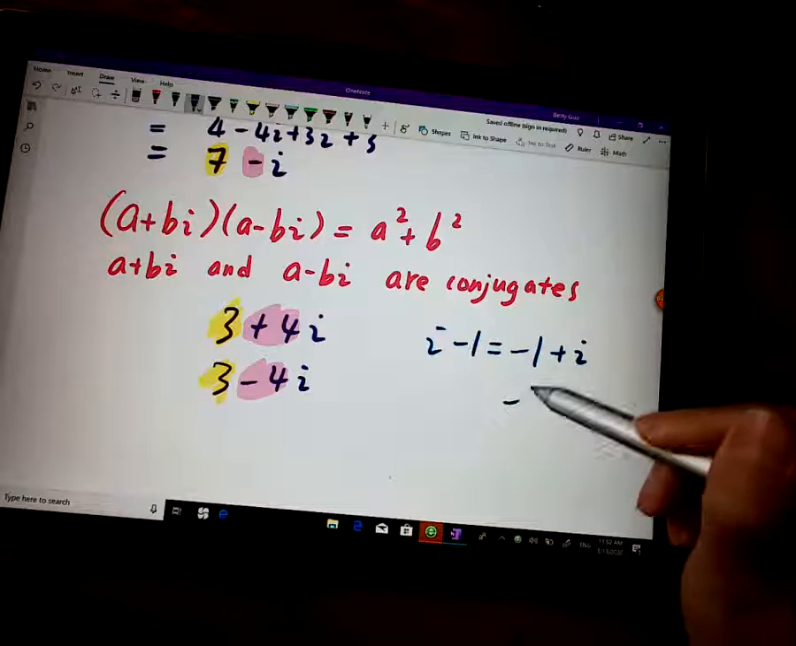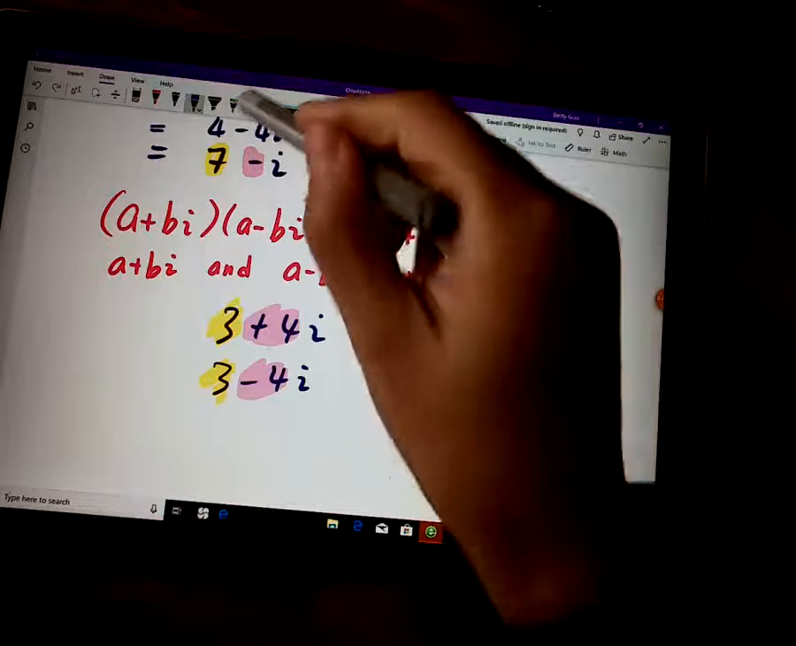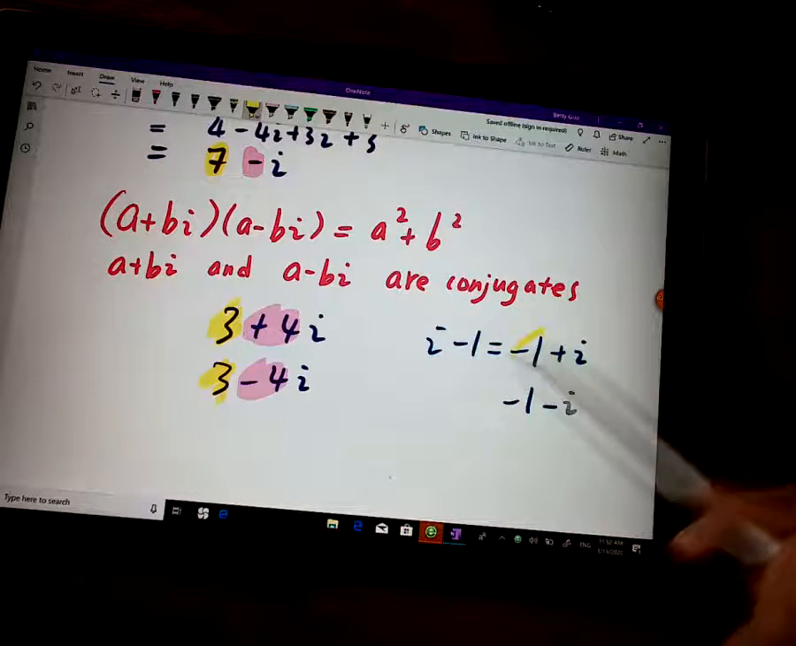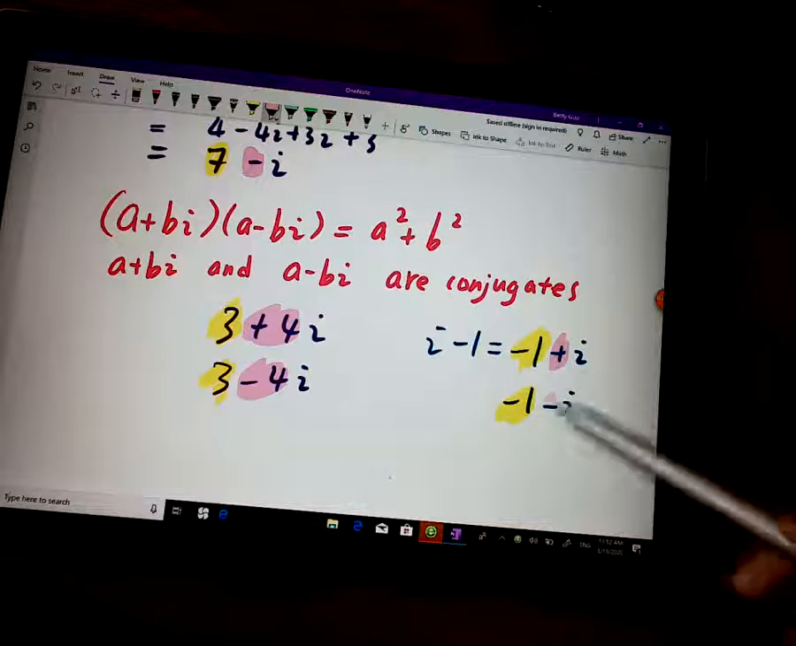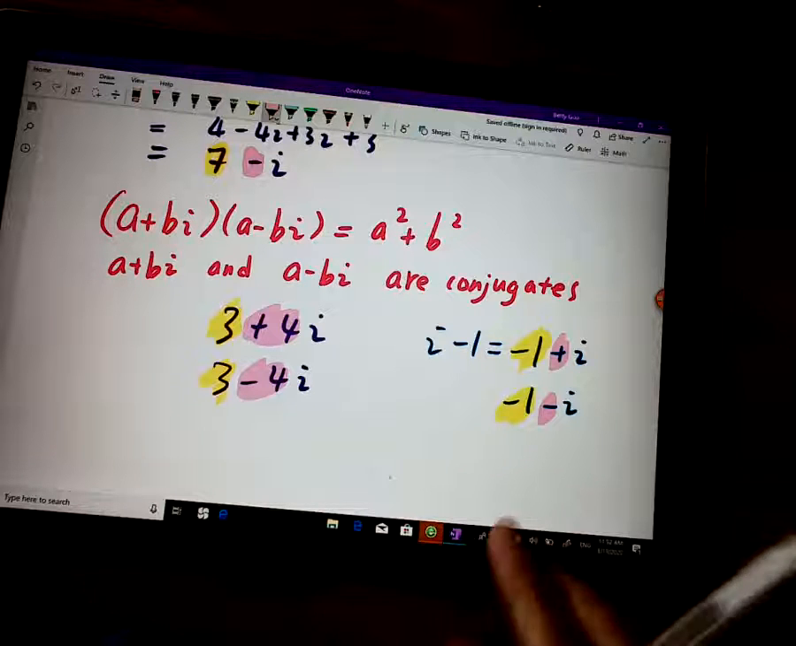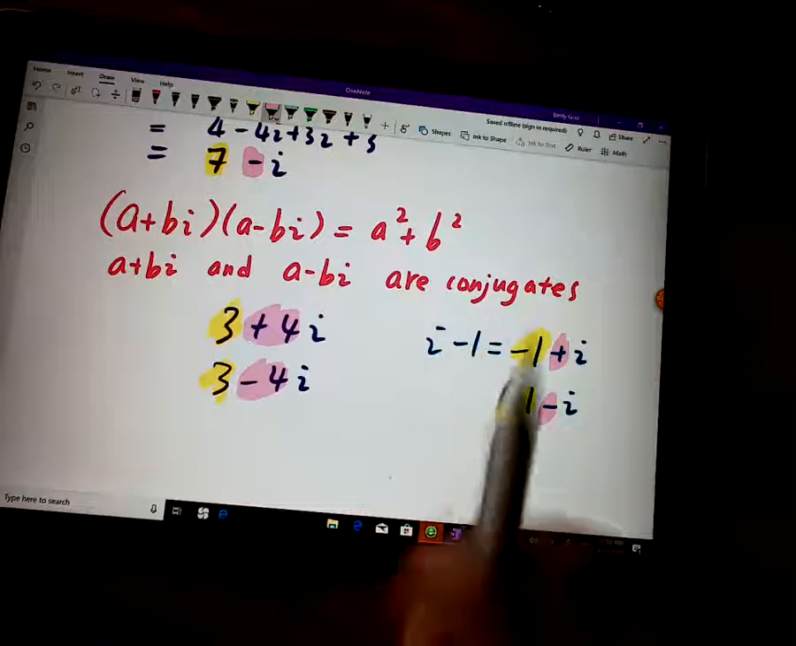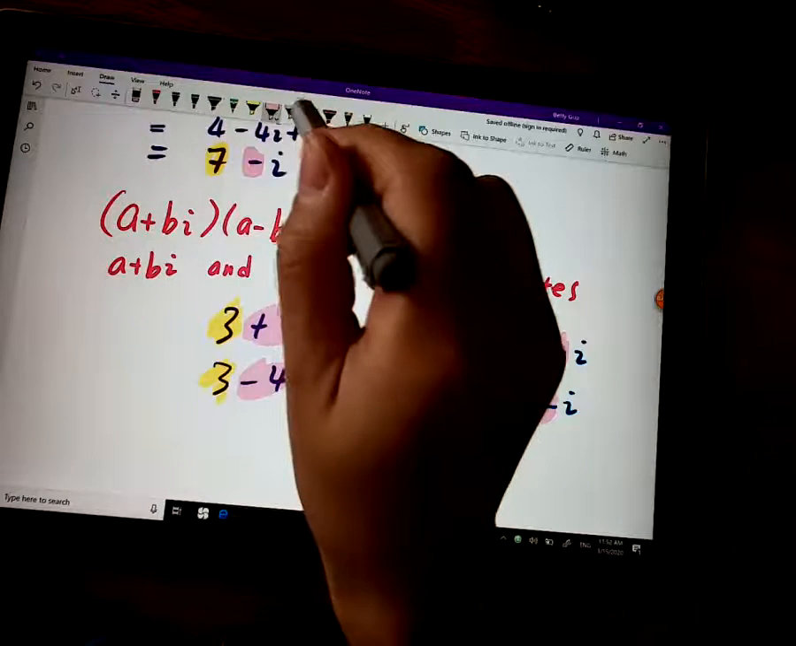The conjugate is going to have the same real part, opposite imaginary part. Do you see that? Yellow, yellow, real part the same. Pink, pink, imaginary parts are the opposite. Okay? Yeah. So practice that. Repeat that part. I'm gonna prove this formula.